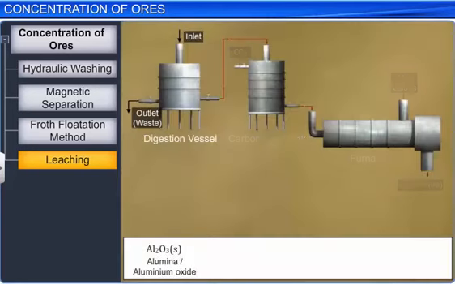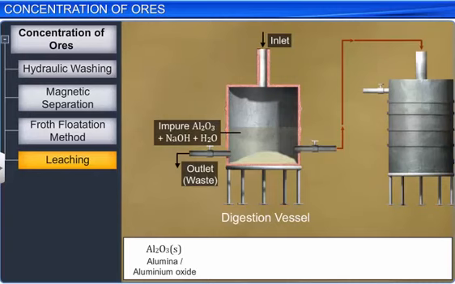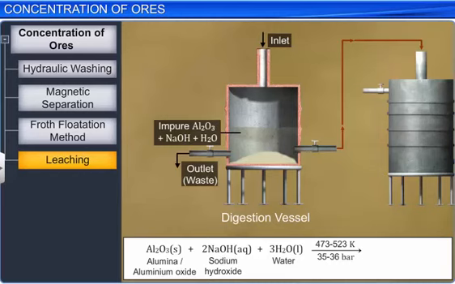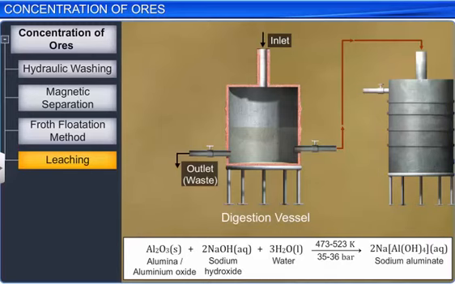The leaching of alumina involves dissolution of the ore in concentrated sodium hydroxide at 473 to 523 Kelvin and 35 to 36 bar pressure. When the ore is dissolved in concentrated sodium hydroxide, the aluminium oxide reacts with sodium hydroxide and forms soluble sodium aluminate.